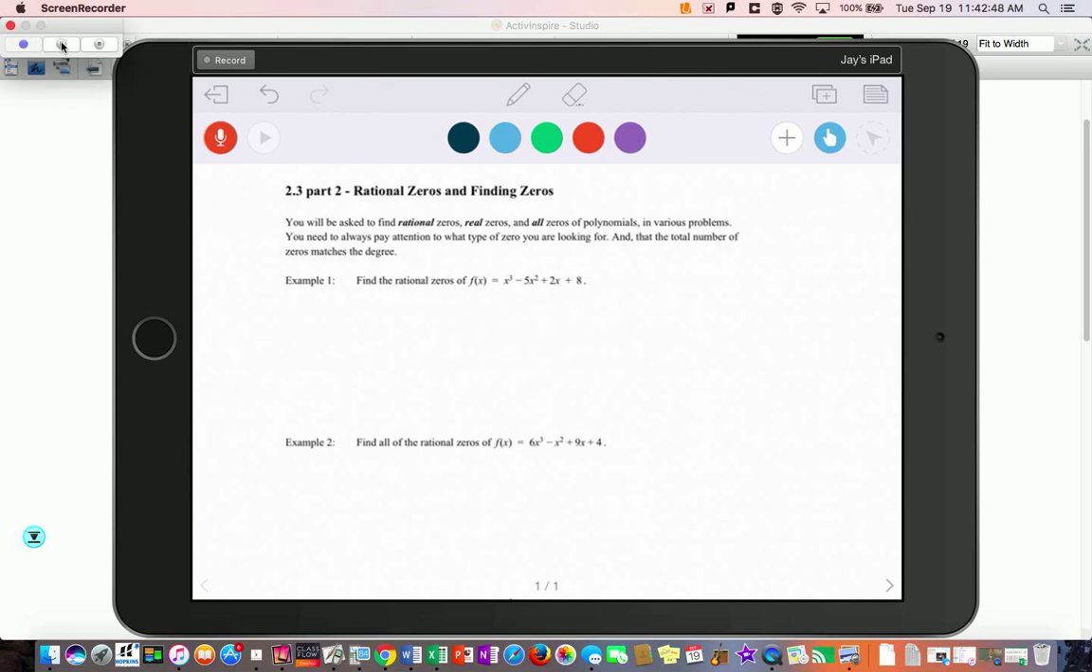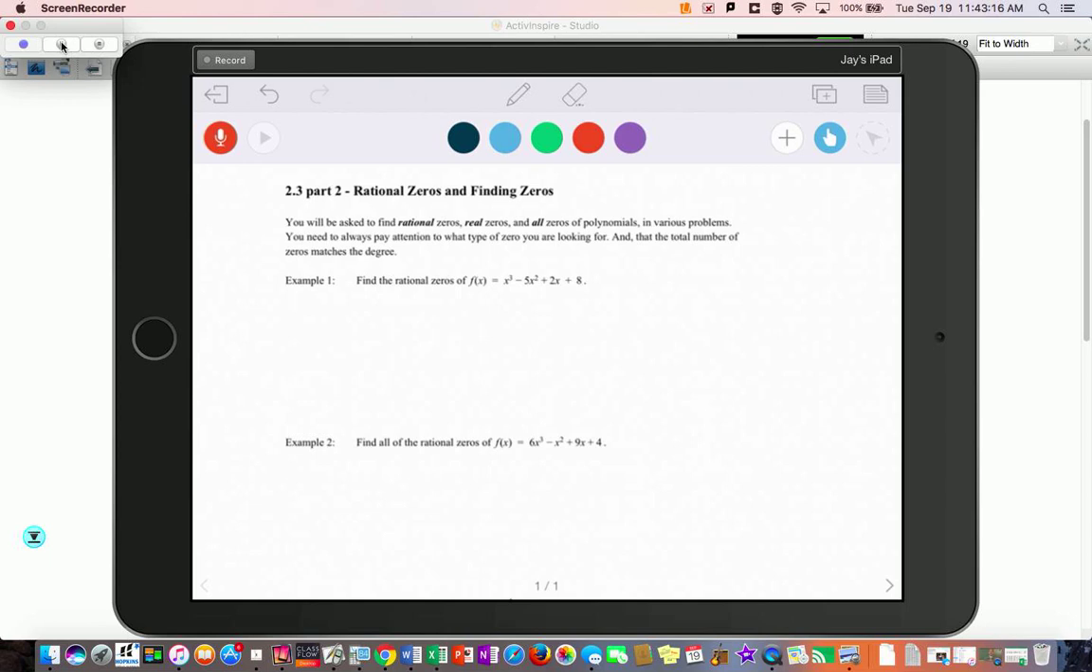2.3 part 2, we're going to continue using our long division and synthetic division, but now we will find what are called rational zeros, things that can be written in fraction form. So things that you might think of that are rational are the integers, 0, 1, 2, 3, 4, -1, -2, -3, but also rational numbers, so 1/2, 1/3, things that can be written in the form of a fraction.